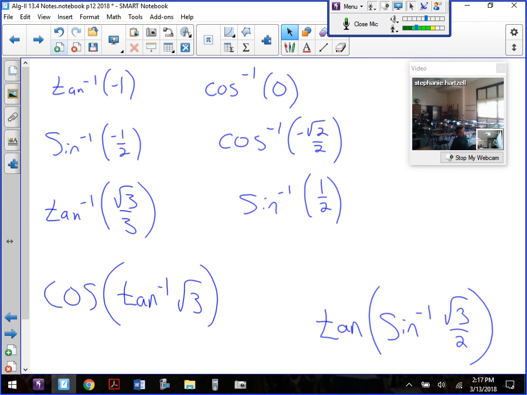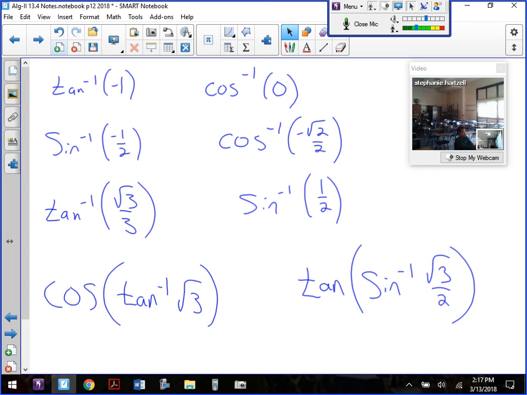Look at these last two on the bottom. The one on the left says, what is the cosine of the angle that has a tangent that's equal to the square root of 3? Exactly. What you're doing here is working backwards, via the order of operations, by working at the innermost parentheses and building yourself out. So it's asking you what is the cosine of the angle who has a tangent that's equal to the square root of 3. Yes, ma'am.